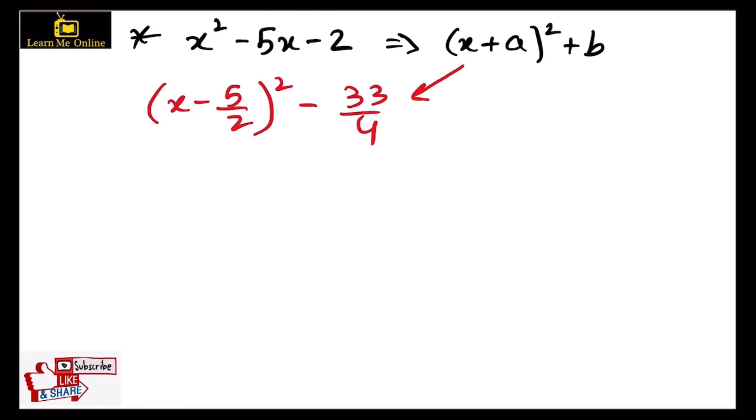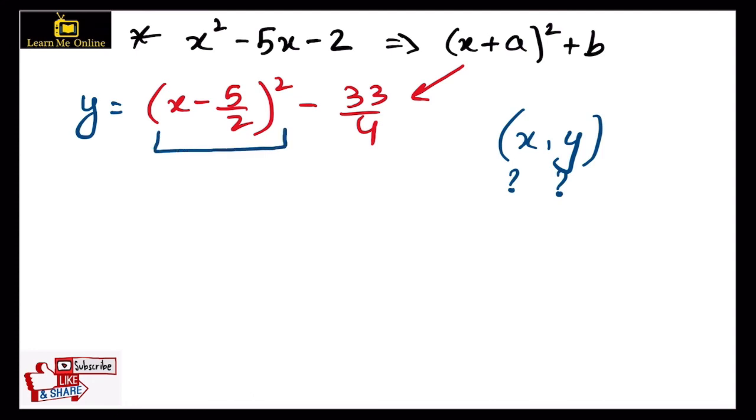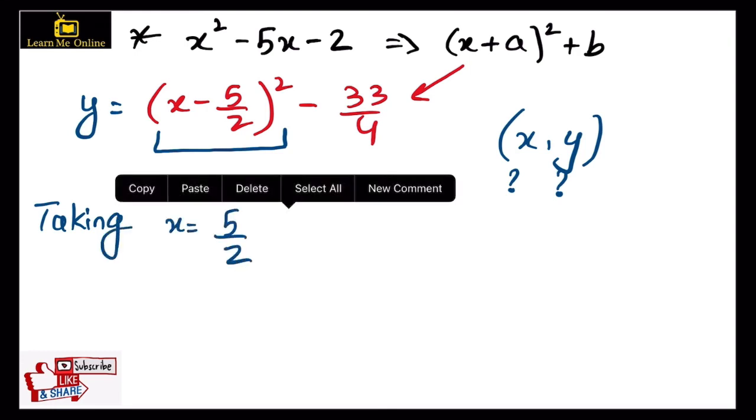Now, let's say we have the question to find the turning point coordinates or the maximum or the minimum point coordinates. I'm going to write this down with y. I'm going to start finding the coordinates. Coordinates means finding the x value as well as the y value. So to begin with the x value, what x value will make my whole bracket equal to 0? I'm going to write it down: if I take x equals 5 over 2.